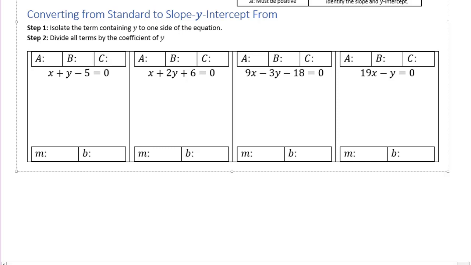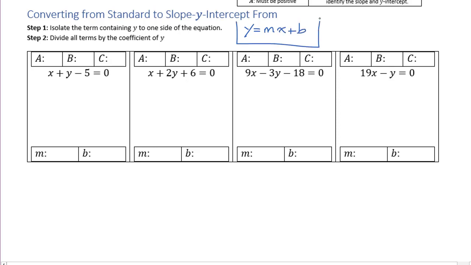Now keep this in mind. Every question you encounter from now on, if it's not in y equals mx plus b form, the first thing you need to do every single time is convert it to this form, okay? And a lot of questions after we get through this week aren't going to say that. You're going to just run into equations all the time that are in standard form, and you want to convert them to y equals mx plus b form.